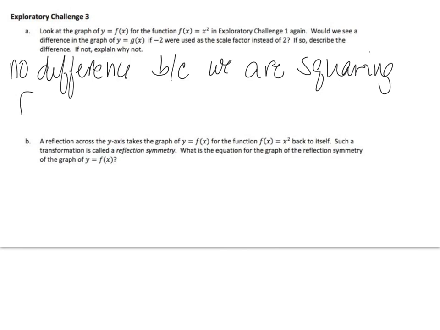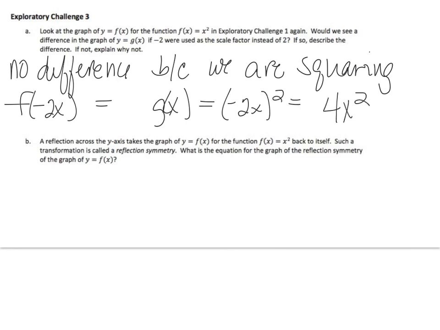We had f of negative 2x. So if I put it in there, it was a g of x. Negative 2x squared equals 4x squared. Okay, no difference. A reflection across the y-axis takes the graph of y equals f of x for the function f of x equals x squared back to itself. Such a transformation is called a reflection symmetry. What is the equation for the graph of the reflection symmetry of y equals f of x? If we reflect over the y-axis, we are actually reflecting on the inside.